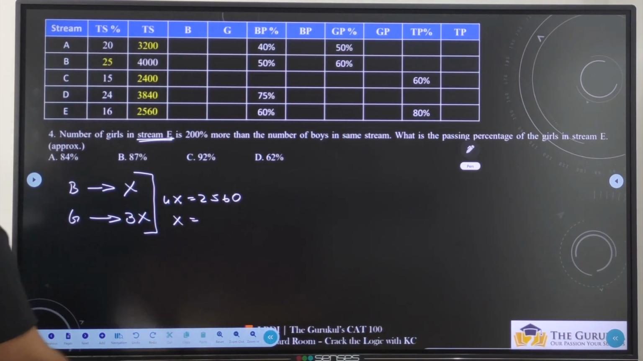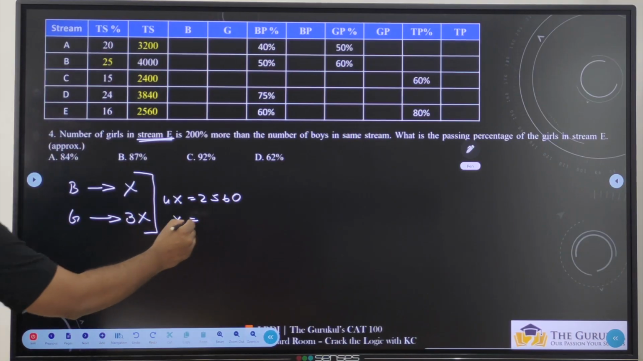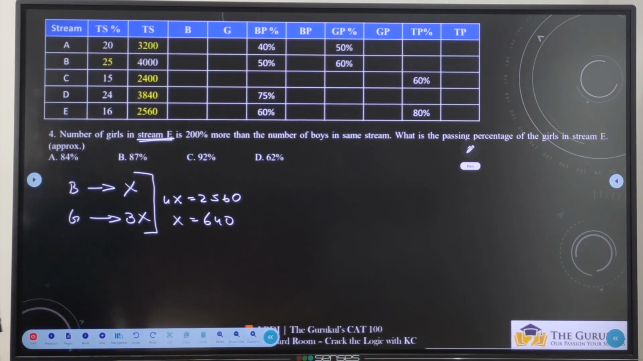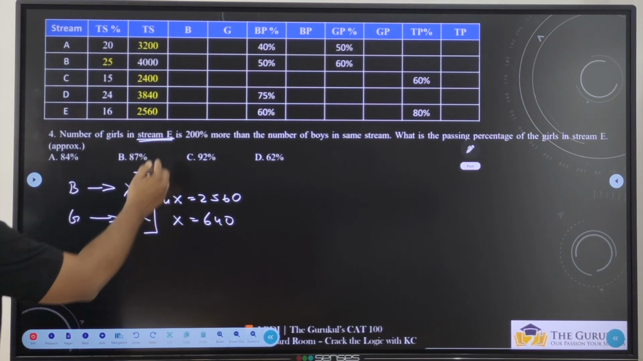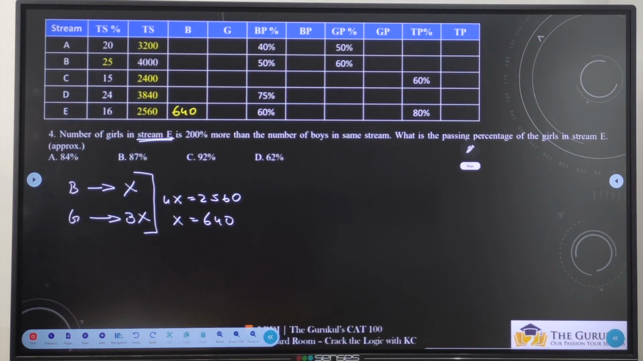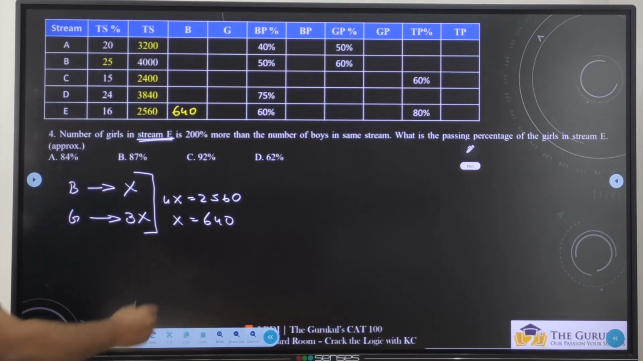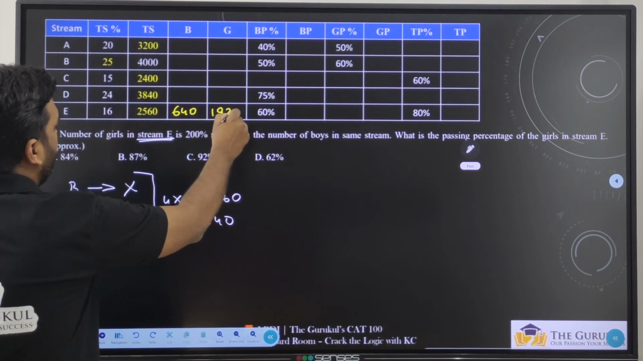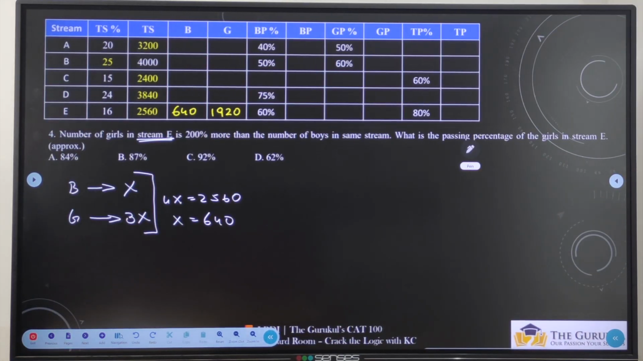So X will be equal to how much? That's the first step we need to do. X will be equal to 640. If X equal to 640, how many boys are there? How many girls are there? Boys are 640. Girls will be equal to 640 into 3. Perfect. That is 1920. Very good. Girls are 1920.